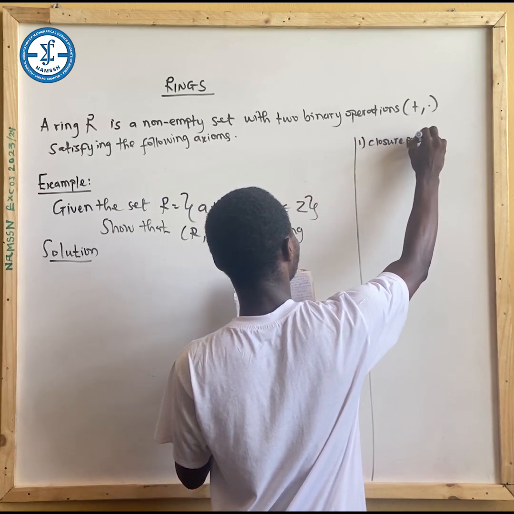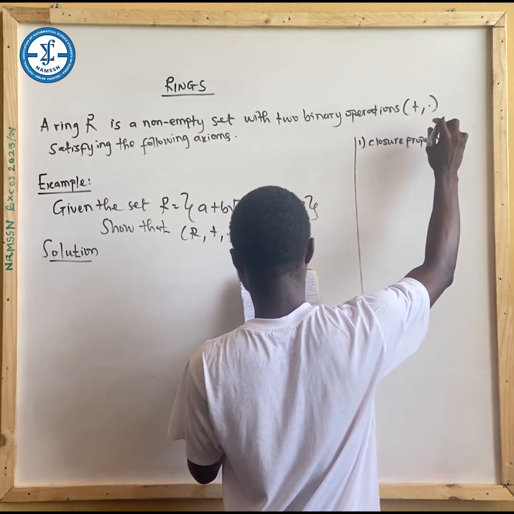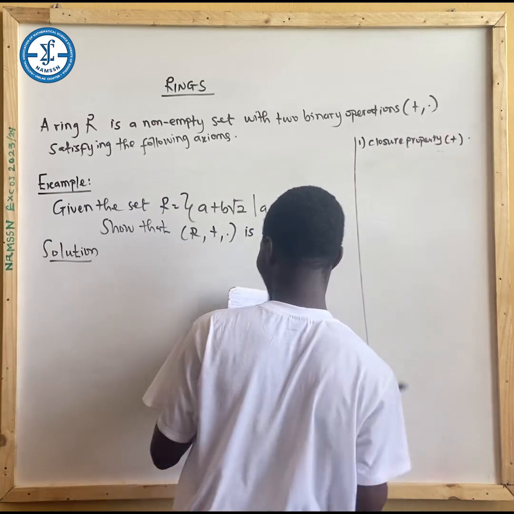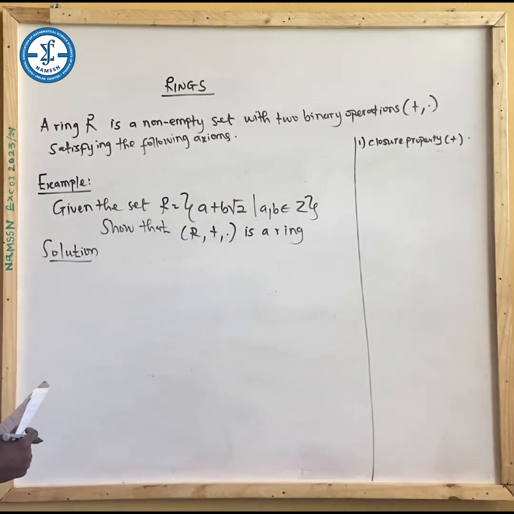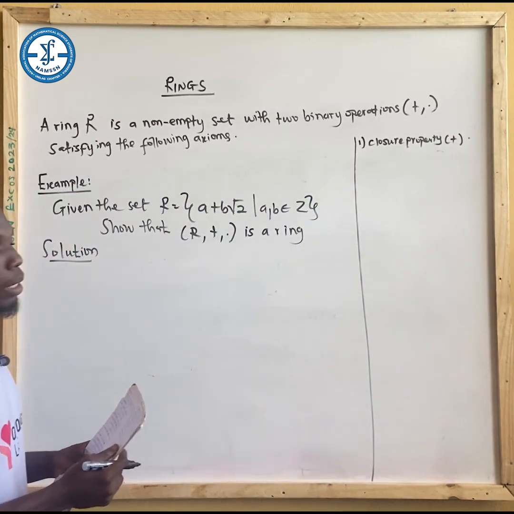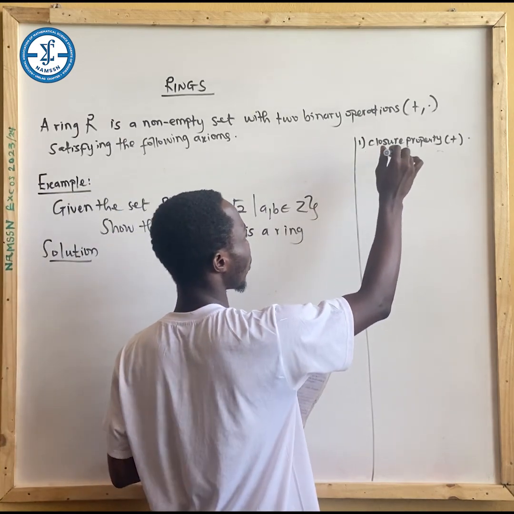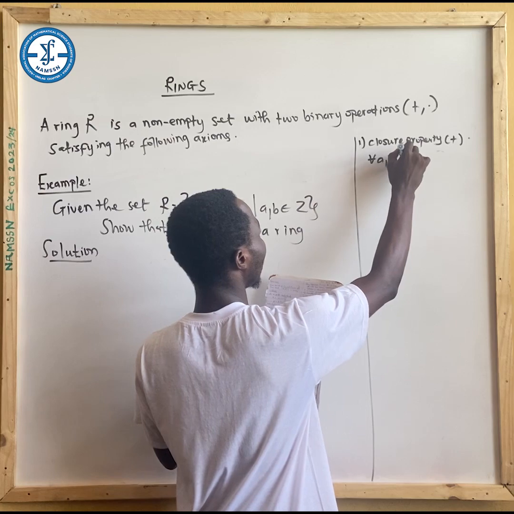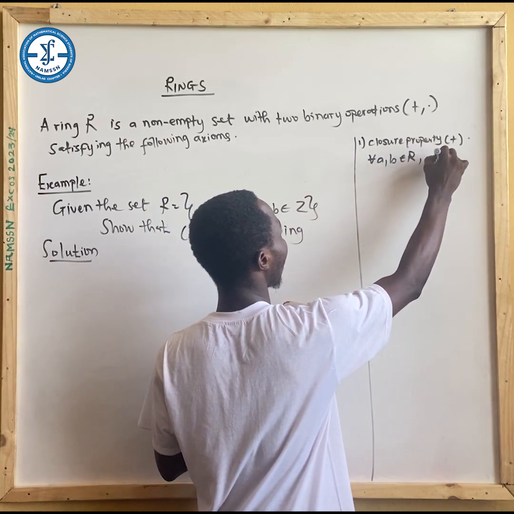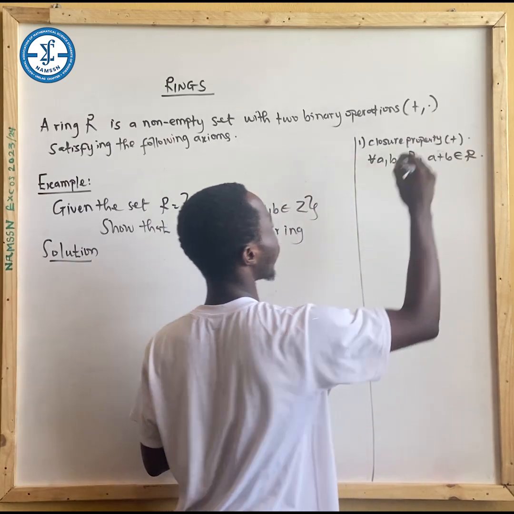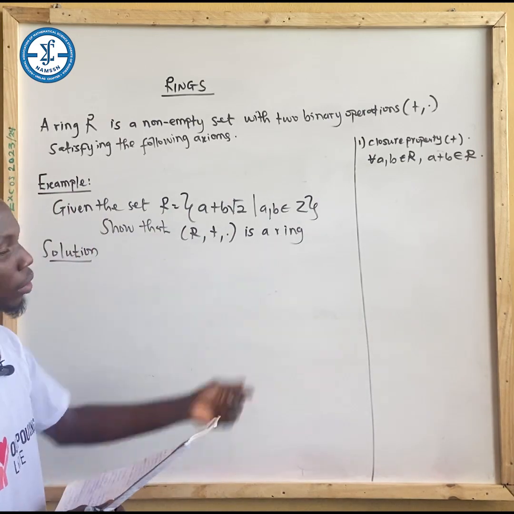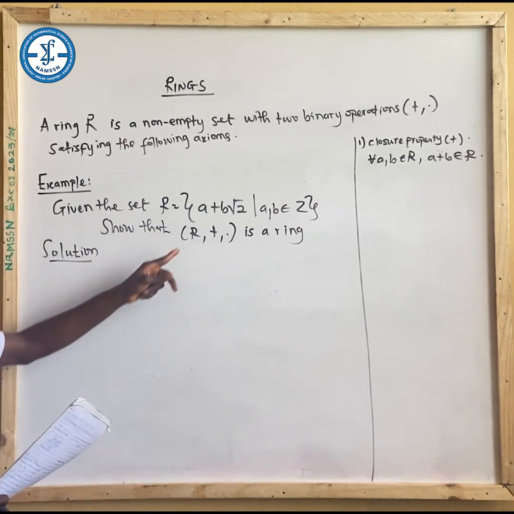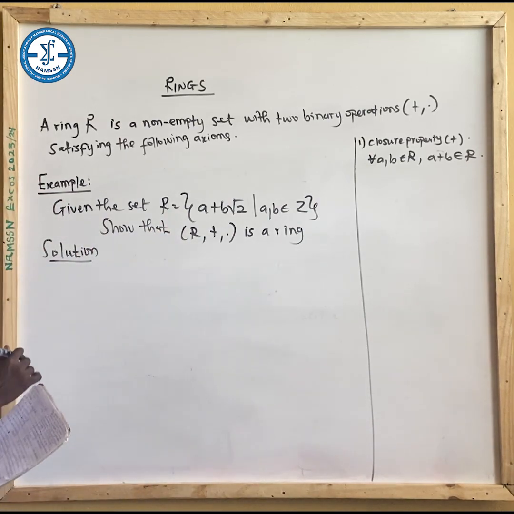The closure property under addition. Now, for me to show closure property under addition, remember the closure property says that for all a, b in R, a + b is also a member of what? R. That's closure property under addition. So I'm also going to do the same thing here.